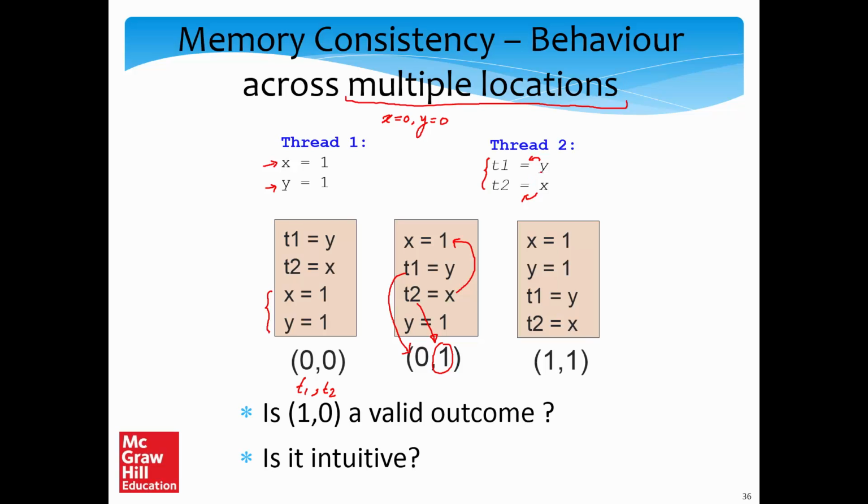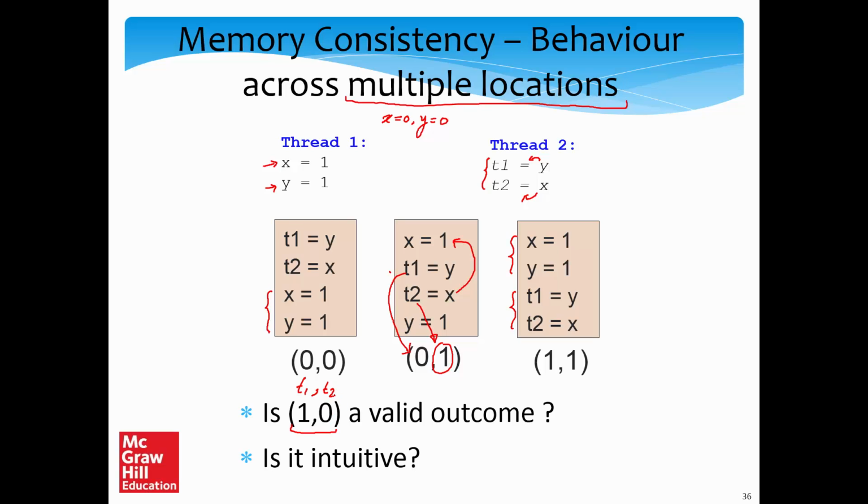Similarly, in this case, even the outcome 1, 1 is possible. That is, if both the writes happen early and then the two reads happen. So 1, 1 is also possible. So the question now is: is 1, 0 a valid outcome? Do you think it's reasonable? Do you think it's intuitive?